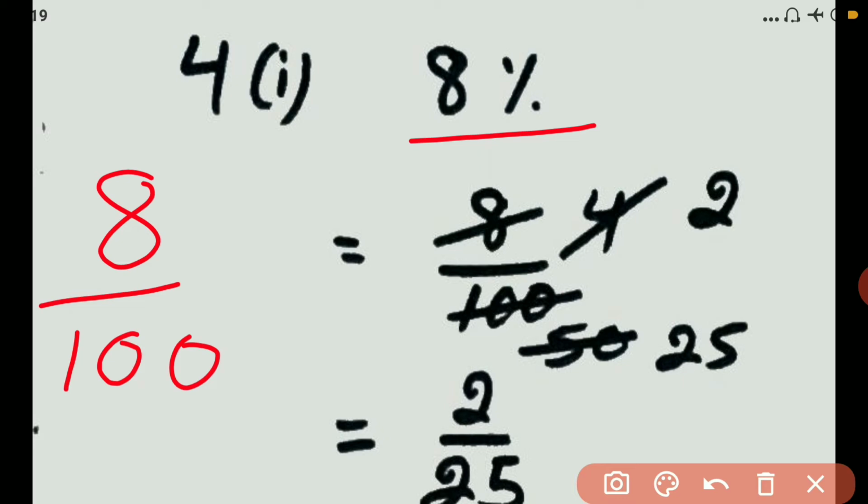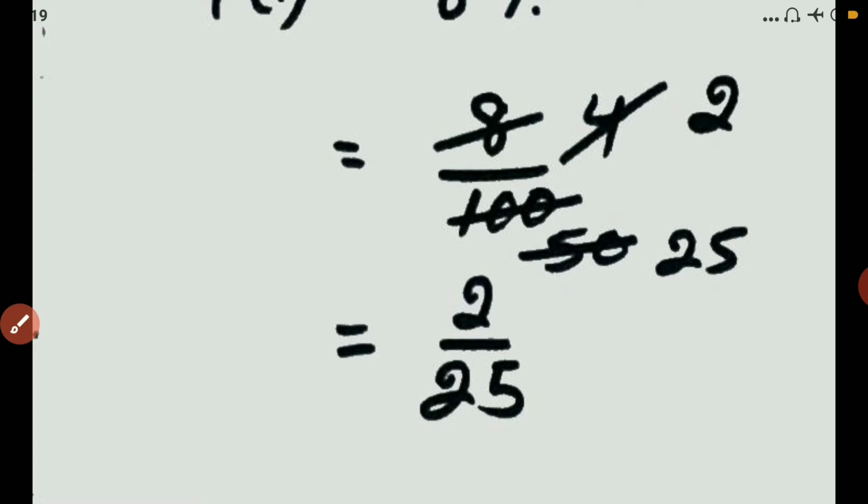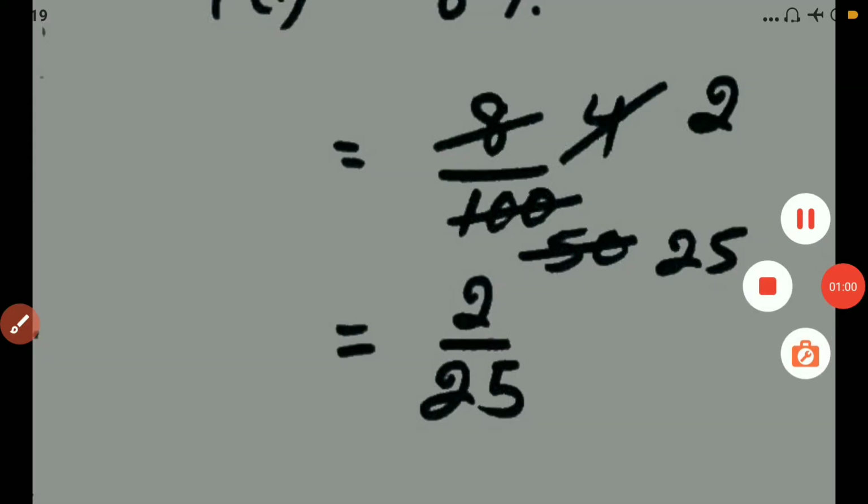So 8% means 8 upon 100. After cancellation, here I have cancelled by 2. 2 fours are 8 and 2 fifties are 100. Again 2 twos are 4 and 2 twenty-fives are 50. Hence my answer is 2 upon 25. 2 upon 25. This is answer number 4.1. Let us go to the next question.